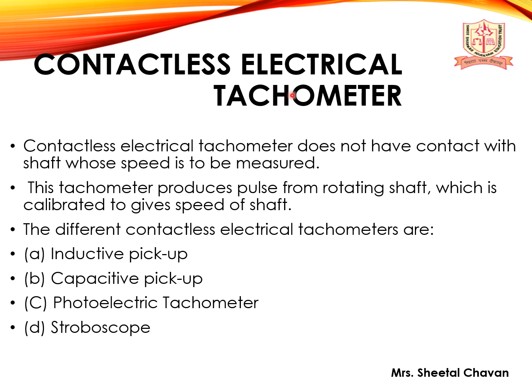The next type is the contactless electrical tachometer. The contactless electrical tachometer does not have contact with the shaft whose speed is to be measured. This tachometer produces pulses from the rotating shaft which are calibrated to give the speed of the shaft. The different contactless electrical tachometers are inductive pickup, capacitive pickup, photoelectric tachometer and stroboscope.